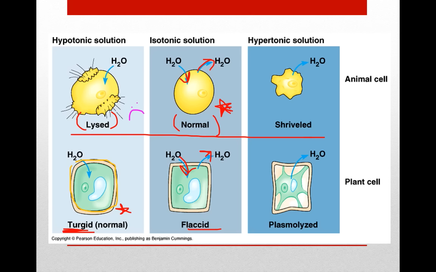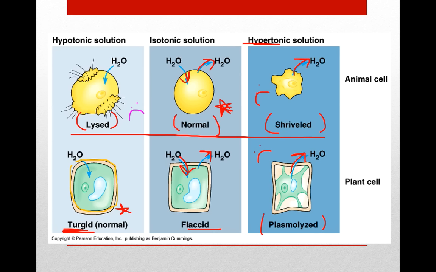Last type of solution, we have a hypertonic solution. This is when the net movement of water is out of the cell. Yes, it could still have water going into the cell, but it's a very small amount. Most of the water is going out of the cell, and it causes the animal cell to become shriveled. When we have net movement out of a plant cell, the plant cell becomes plasmolyzed. Neither of these is good for an animal cell or a plant cell. So both of those are bad conditions.